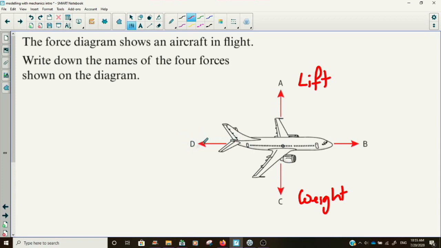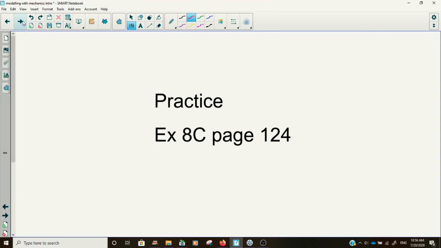D might have given this one away a little bit. It could be drag or resistance, air resistance. And for B, well, this is going to be the thrust produced by the engine, or the pulling force there. Right, a little bit of practice for homework, guys. Again, have a go at this as exercise, and any problems we can discuss in class.